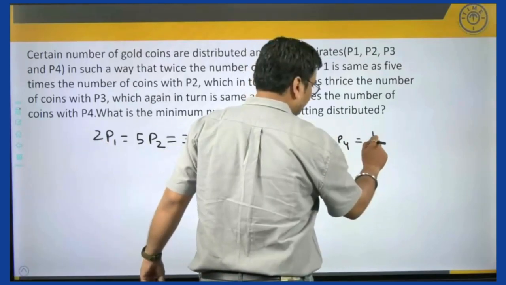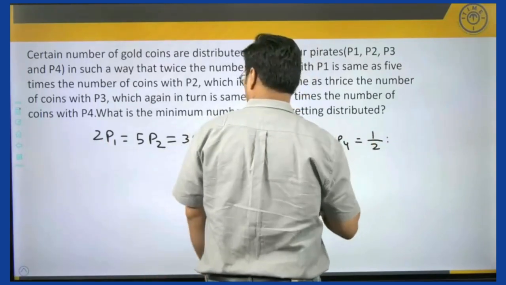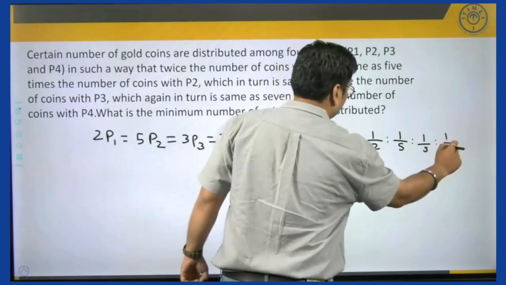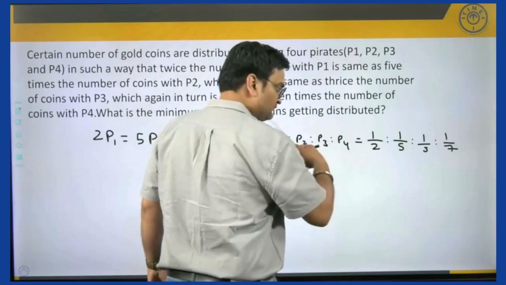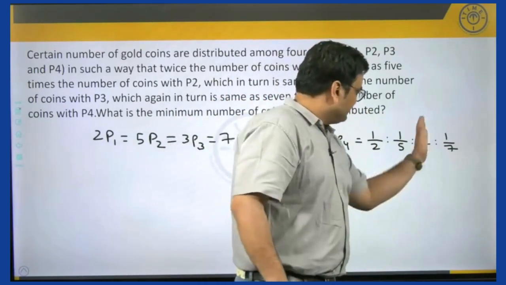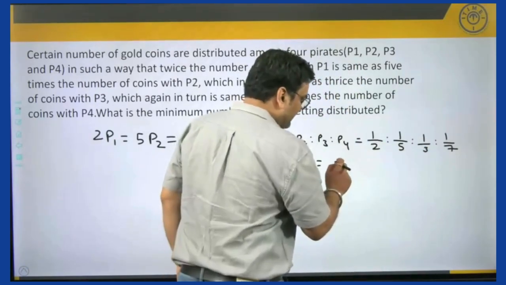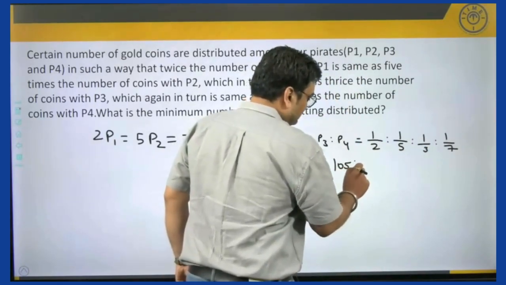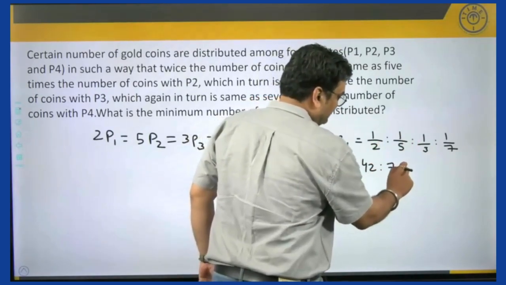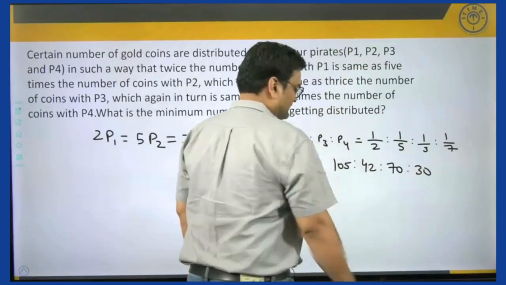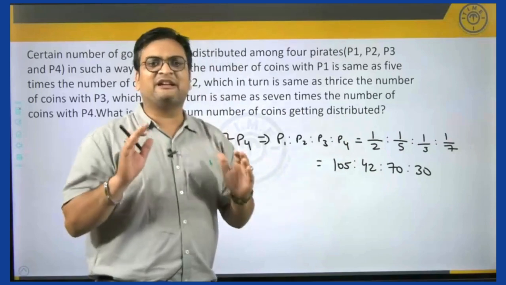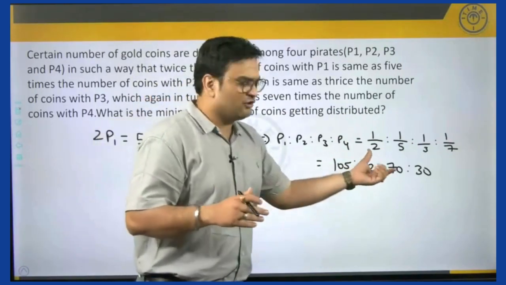So what is the coefficient of P1? We'll take the reciprocal of it. 1 by 5 likewise, 1 by 3 likewise, 1 by 7 likewise. Now when you take the LCM here, 2, 5, 3, 7, 210 is the LCM. Multiply throughout by 210, you'll get 210 by 2, 105, 210 by 5, 42, 210 by 3, 70, 210 by 7, 30. Now this I believe is in the simplest possible ratio. So this is the ratio of number of coins between the 4 pirates.